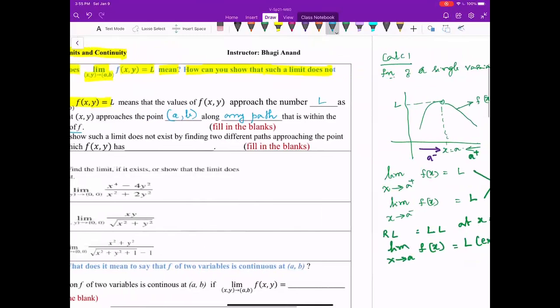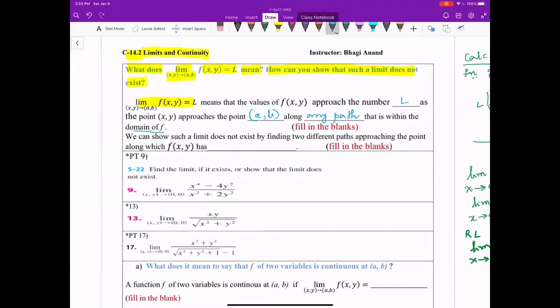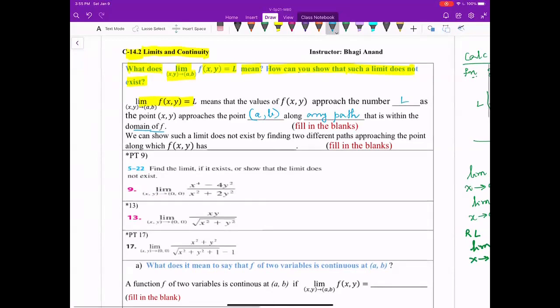That's all it is. But here, because we have a function of two variables, there are infinitely many curves connecting y and x, which have a relation like y equals x squared, y equals x plus 1. There are infinitely many curves in two variables. So along any path, as (x, y) approaches (a, b), f(x, y) must approach the number L. Only then do we say that the limit exists.